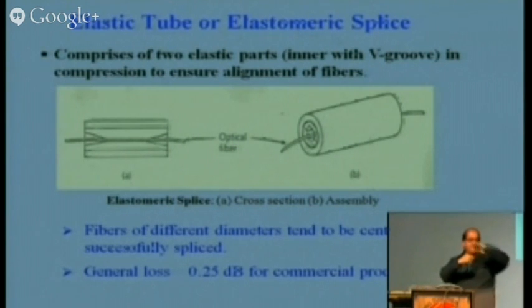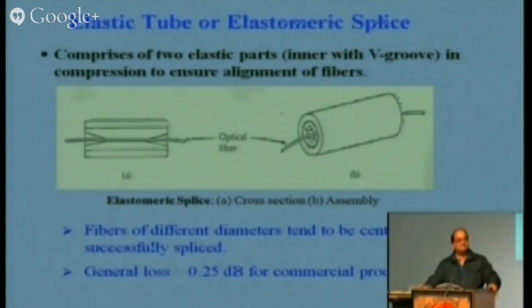In the V groove, the fiber is loose, so we can use some elastic material. The elastic material will automatically adjust the pressure on the fiber. Another benefit of this type of elastomeric part is that fibers of different diameter can be centered and hence successfully spliced. If the fiber is of larger diameter, the elastomeric material will adjust. The pressure may be somewhat more, but it can be used. Here also the loss is of the order of 0.1 to 0.2 dB. So elastomeric is another solution.